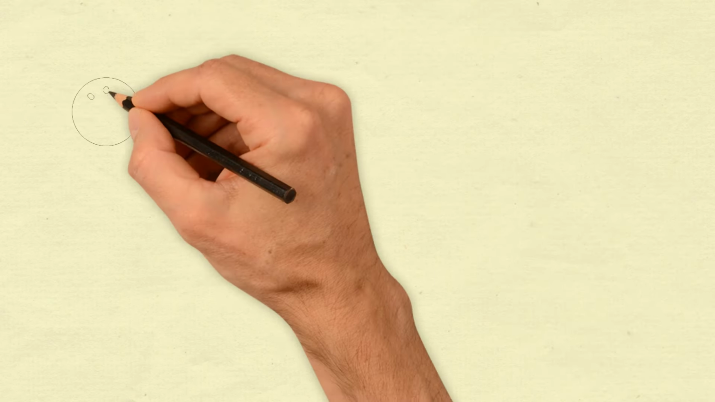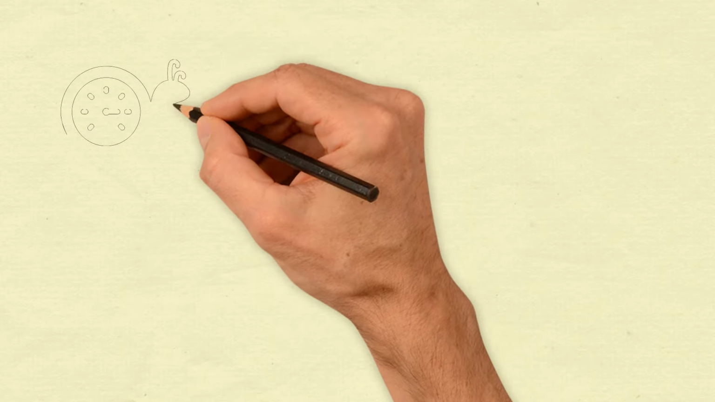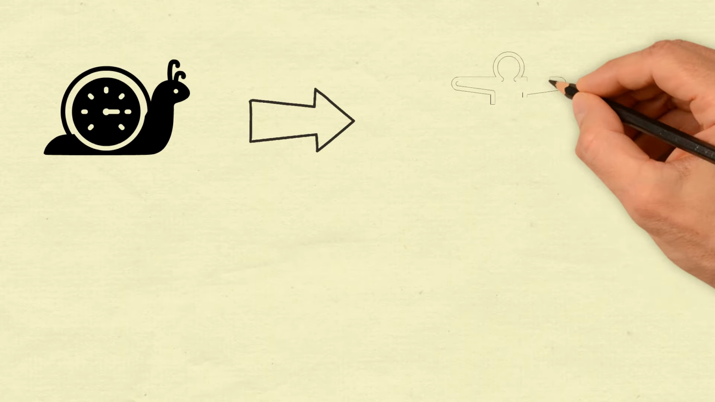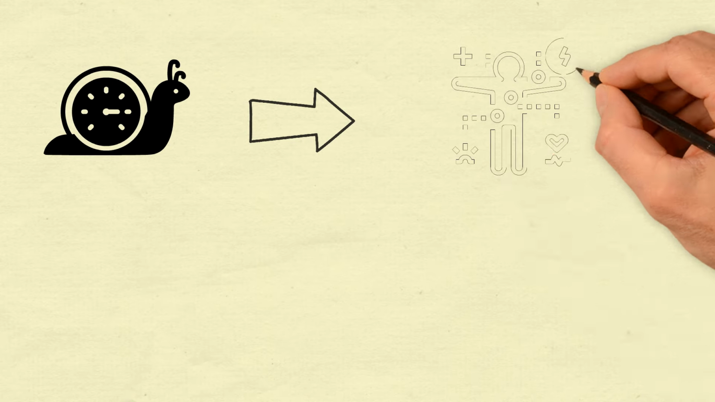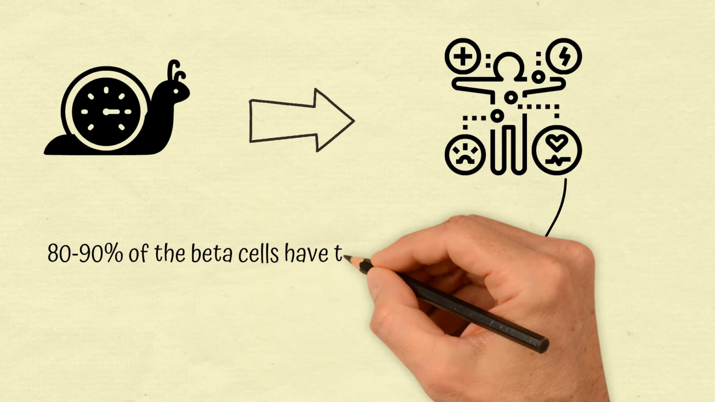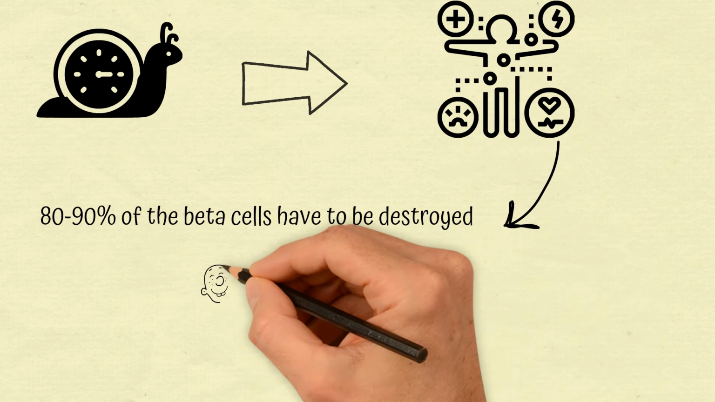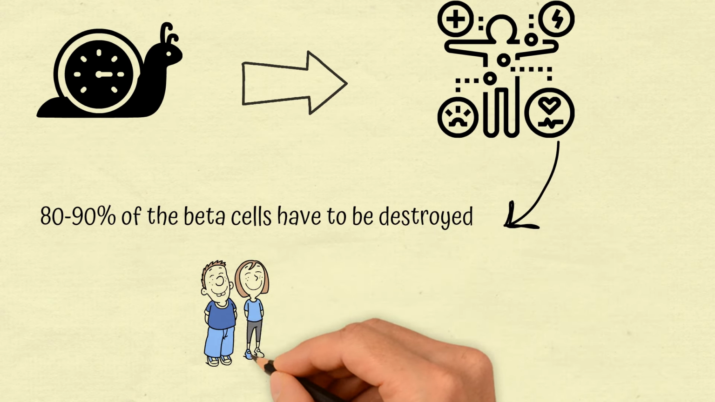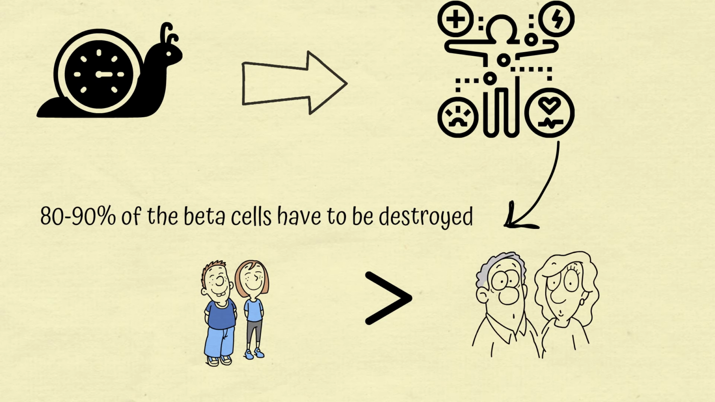Here's something surprising: this destructive process actually begins months, even years, before symptoms show up. For symptoms to start appearing, about 80 to 90% of the beta cells have to be destroyed. And the rate of this destruction varies. It often happens faster in children than in adults.